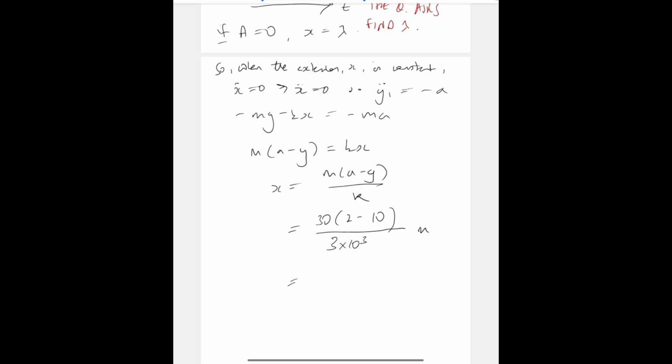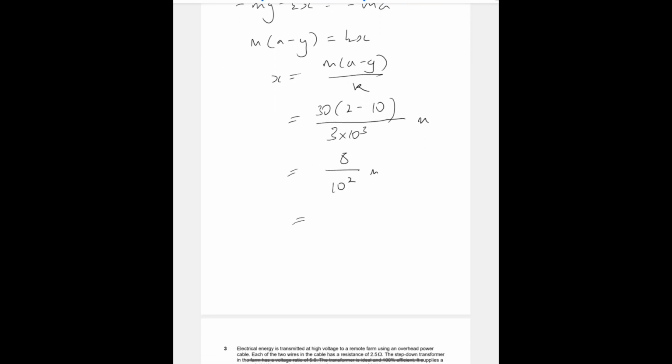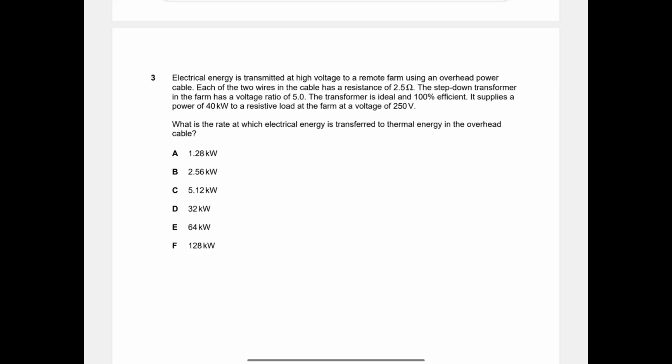So then we get 8 over 10 to the 2, which equals 80 centimeters. Sorry, 8 centimeters. Because that's 80 over 10 to the 3 meters, which is 80 millimeters, 8 centimeters. So yeah, we go. So I hope you read the question.